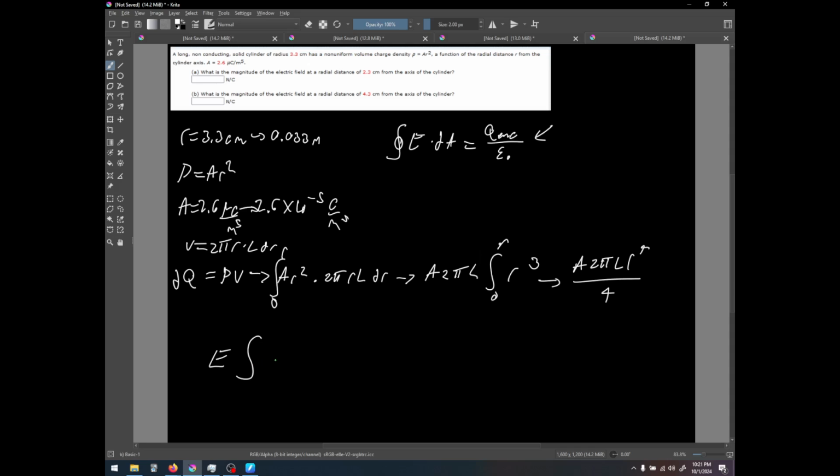Which just leaves us with the integration of dA, equals 2 pi l r fourth over 4 over epsilon 0. Is that right? What's this guy got?